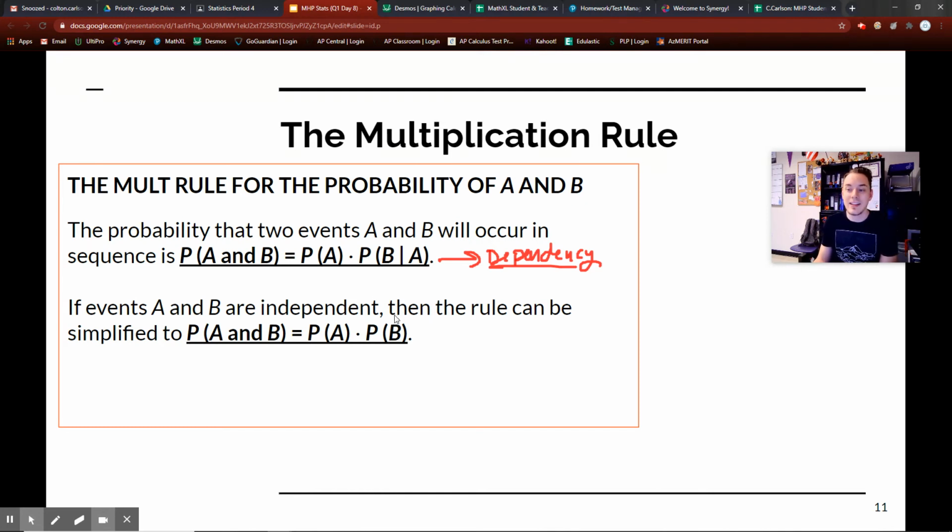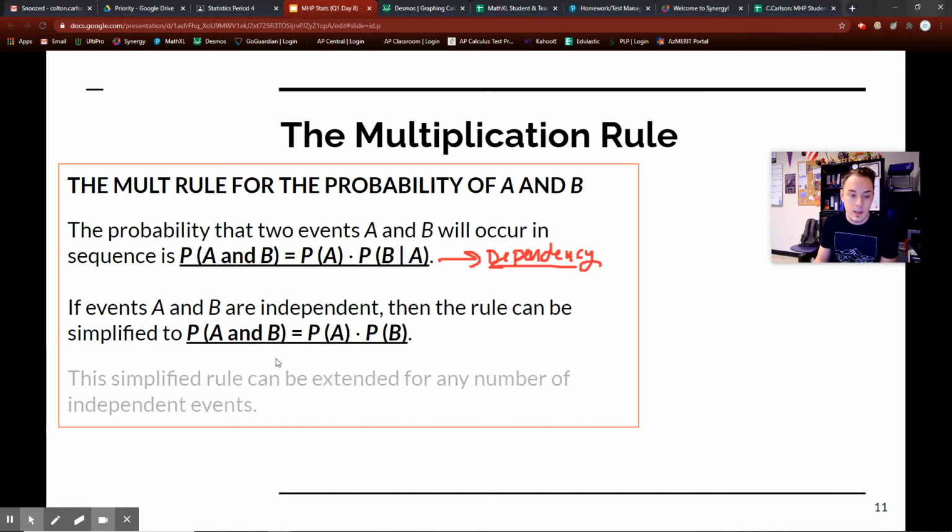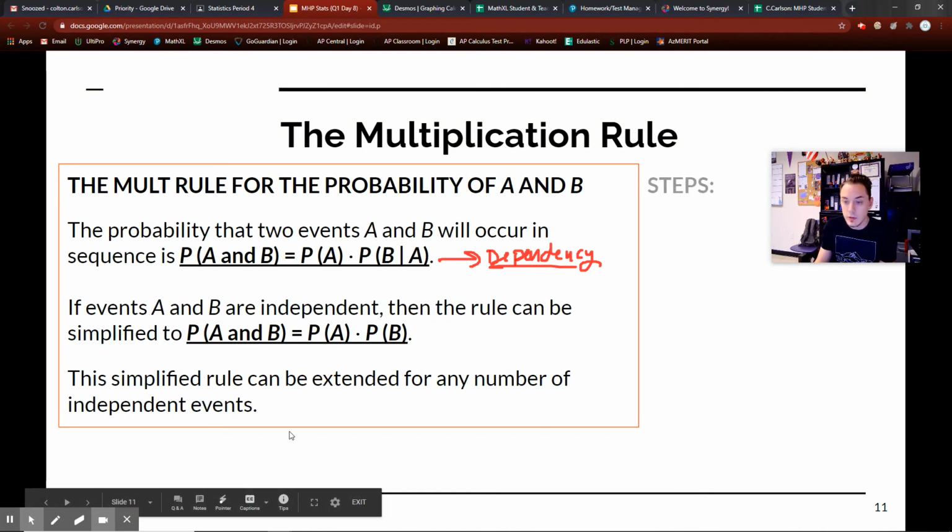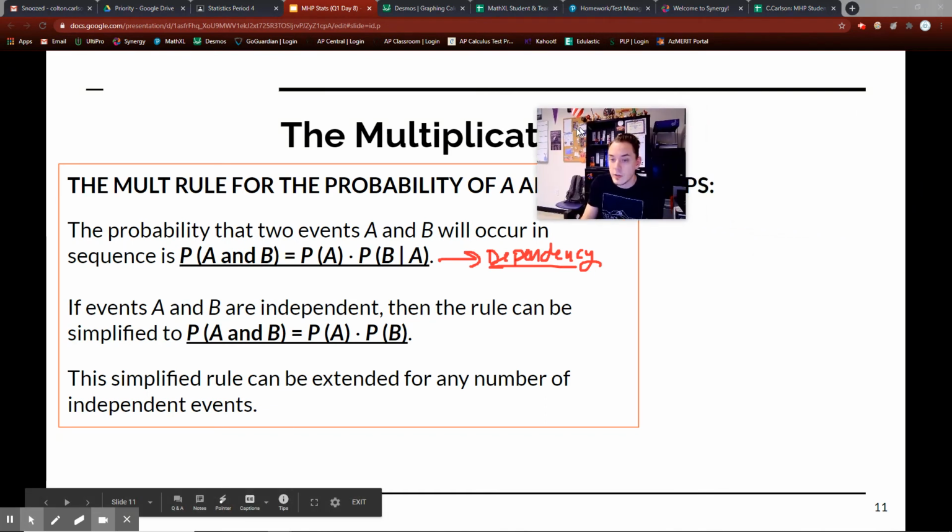Now, why do I say in the slides this is and probability? I say it's and probability because it says and, probability of A and B. That's what I'm saying. So this is the probability of A and B. That's why I say and probability. Okay? This simplified rule can be extended for any number of independent events, so it can be multiplied multiple times if you need to. So I'm going to go through an example after I go through these steps.